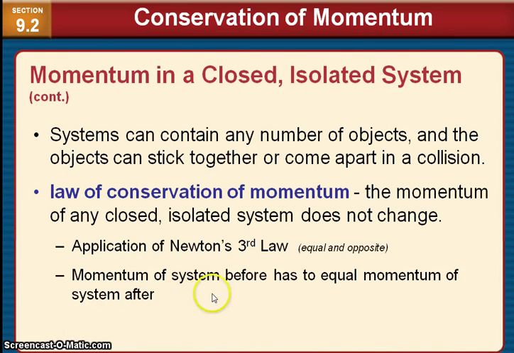The momentum of the system before the collision has to be equal to the momentum of the system after, because of the law of conservation of momentum. If you want to look in your book, they walk through that a little bit more and talk about how that happens. But for our case, we can just simplify it: the law of conservation of momentum, I can't create it, I can't destroy it, so it has to be equal before and after.